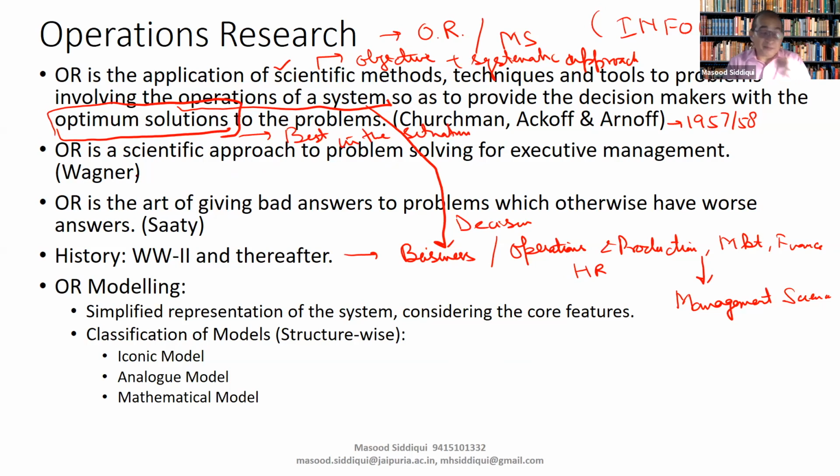Further, other operations researchers have given other definitions, like OR is the scientific approach to problem solving for executive management. So the word that is used is management. And here again, Wagner has re-emphasized the scientific approach. And one very important definition was given by Saaty. Probably you know that Saaty developed a very important qualitative operations research technique, that is the analytic hierarchy process. According to Saaty, OR is the art of giving bad answers to problems which otherwise have worse answers. So operations researchers never claim that they give the best answer, but obviously if these tools and techniques are not used, then the answers would be worse. So bad answers means it is better than other answers in that situation.